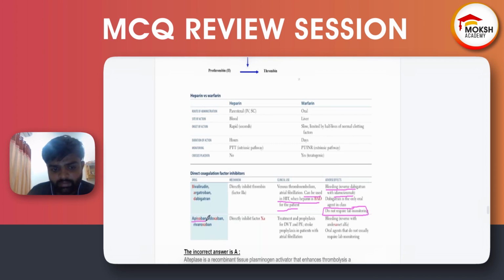While apixaban, rivaroxaban, and edoxaban block factor 10A. It's used for prophylaxis of DVT and pulmonary embolism. Its bleeding is reversed by andexanet alfa. Remember, its effect is reversed by andexanet alfa.